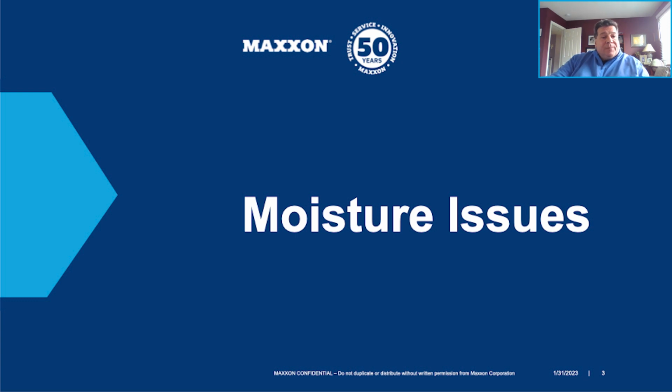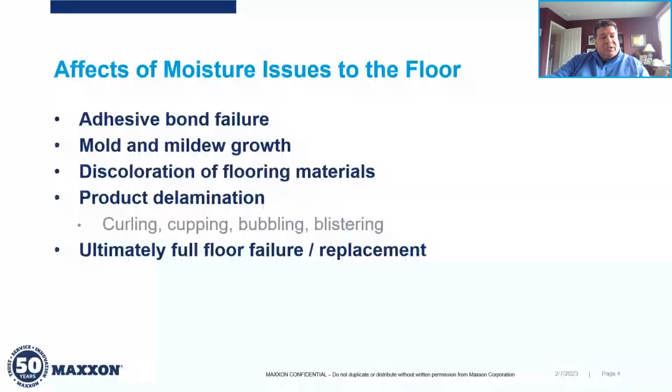So when we talk about moisture, some of the things that you can expect to experience if moisture is not handled on the front side of the installation are things like bond failure, mold and mildew growth, discoloration of flooring materials. But mainly the main thing you're going to experience is some sort of compromising of the floor covering that's installed over that slab. Things like curling or cupping, blistering or bubbling of the floor. Anywhere that moisture can find a release point out of the slab is normally what's going to be compromised.